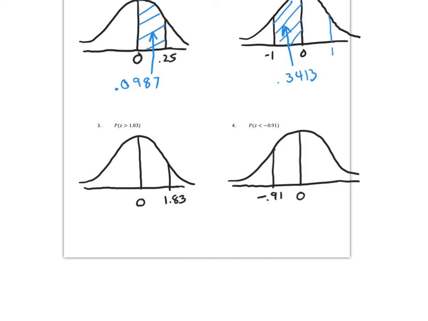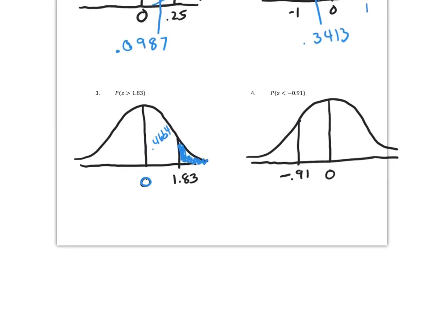Number 3, I'm trying to find z is greater than 1.83. All right, well, here's your mean, which is 0. 1.83 is positive, so it's to the right of the mean. And we're trying to find this. Now, if we look up 1.83, 0.4664 is the area between 0 and 1.83. But I want greater than 1.83. So I need to say 0.5 minus 0.4664, and that gives me 0.0336. That is my answer.